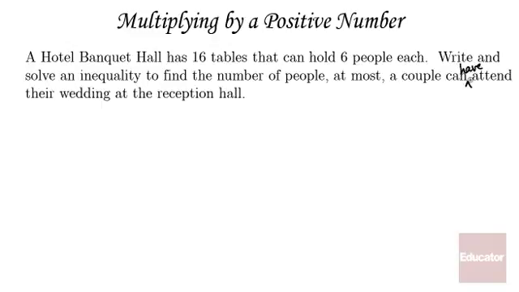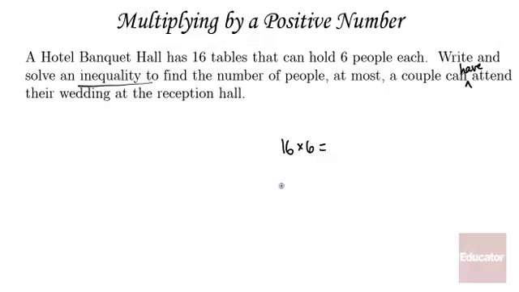All right, so let's try this problem. There are 16 tables that can hold 6 people each. And we want to find the most people that can attend. So 16 times 6 would give us the total number of people. But in this case, we want to write it as an inequality.